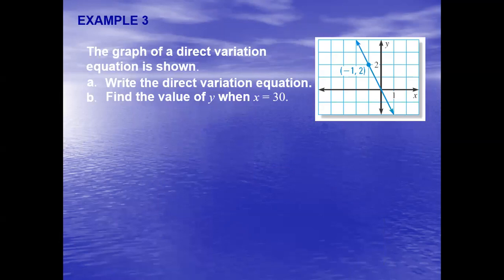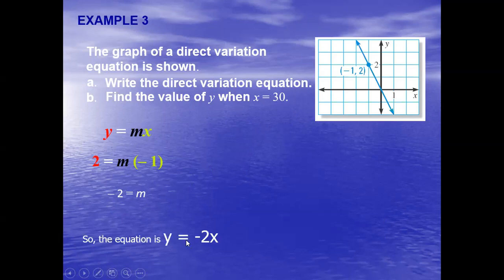The graph of a direct variation equation is shown. Write the direct variation equation. Okay. We have learned the direct variation equation y equals mx. So if y here is 2 and x is -1, then 2 equals m times -1. By writing m as a subject, we will divide by -1 on both sides, then m is -2. Return the value of m and insert it in y equals mx to find that y equals -2x. So we just achieved the first requirement.